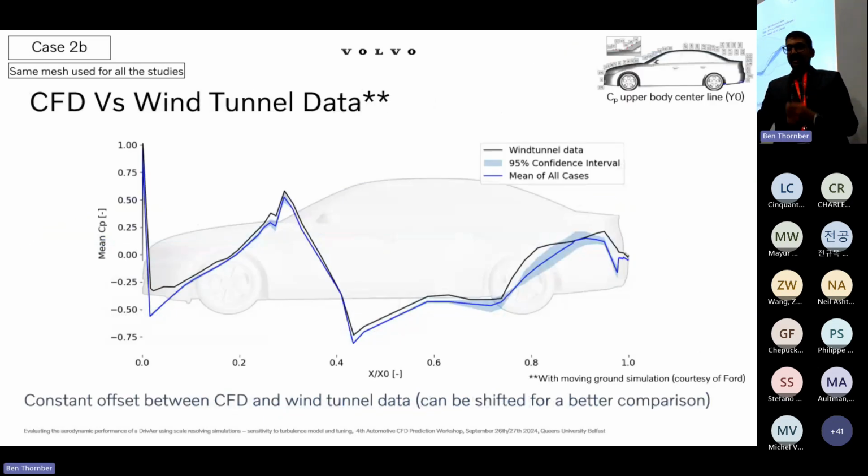The last slide, and this I think will be a bit of a controversial slide, is mainly trying to compare all of our CFD simulations. Basically, I take the mean of all the simulations, and here we look at CP. I tried to do the right thing and put the confidence interval of the simulation spread on the simulations, and then we compare it with the wind tunnel data. You can clearly see that it's the same thing. We are fairly good until the C pillar, and after that, all hell breaks loose, if I can say that.